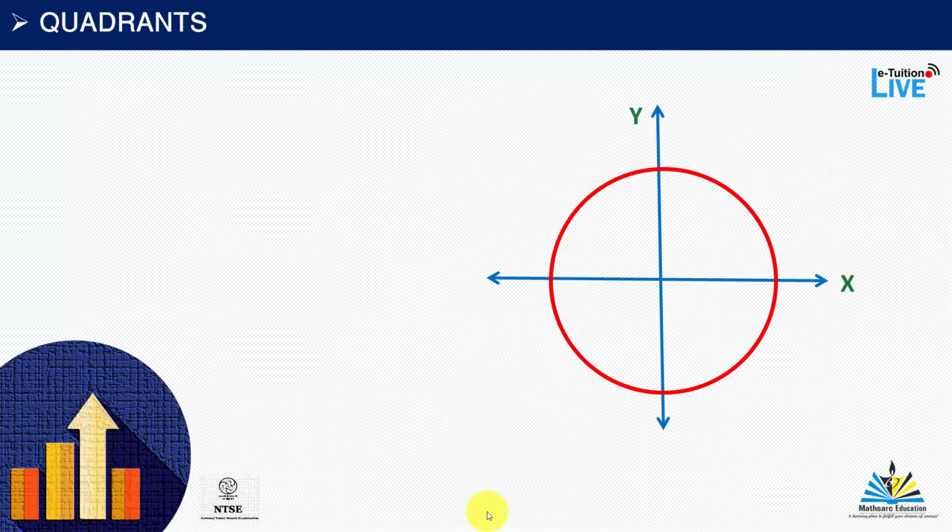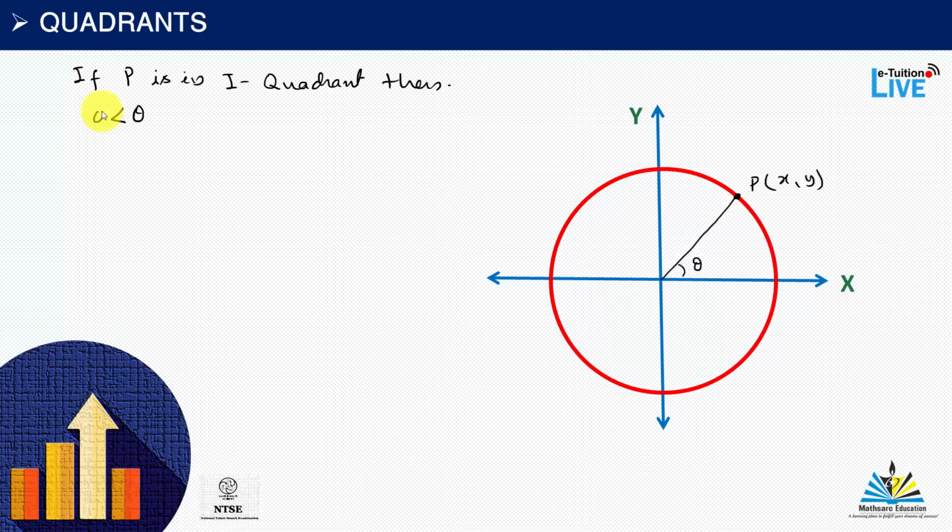Now let's have a circle as shown here and a point P over it. P is a general point x comma y. Now if we draw a line OP, that is making angle theta. So if P is in the first quadrant, then the angle theta must lie between 0 and 90 degree.